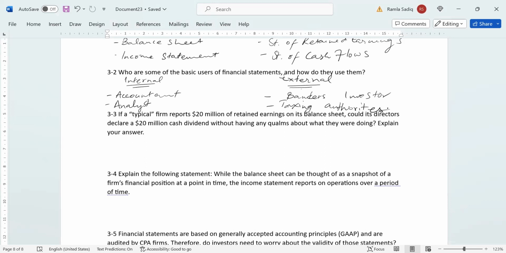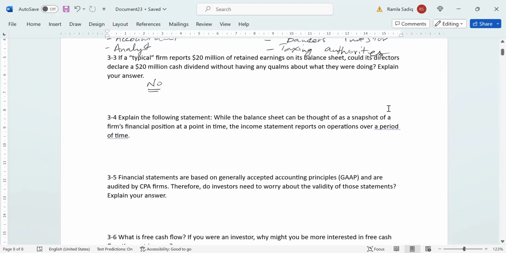But should you be declaring a $20 million cash dividend? No, because the $20 million of retained earnings would probably not be held as cash. The retained earnings figure represents the reinvestment of earnings by the firm. So consequently, the $20 million is reinvested in all of the firm's assets, and it should not be declared as a $20 million cash dividend. So just remember, the answer to this question is no, you don't want to do that.